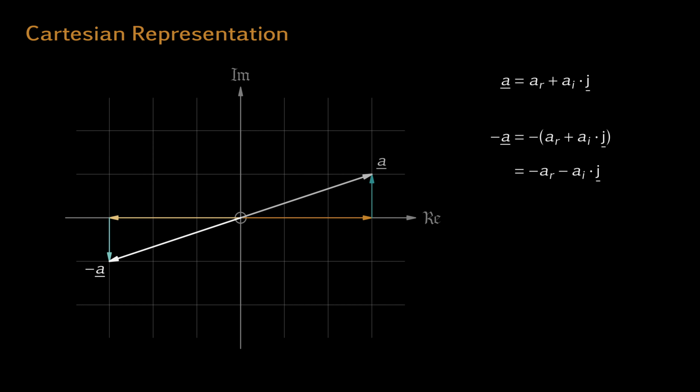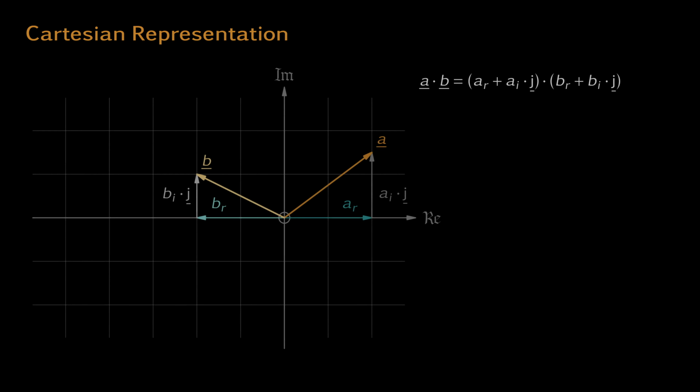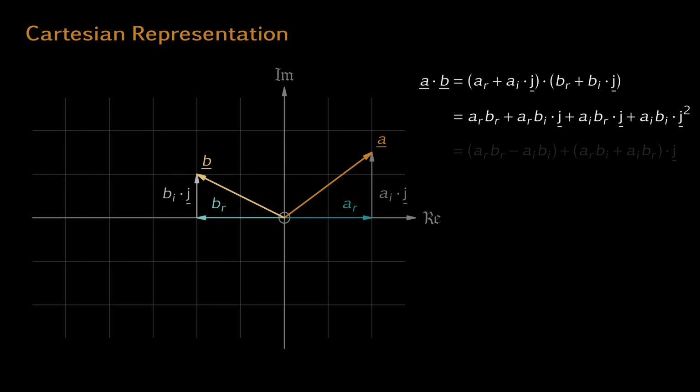Again, the same as simplifying terms in parentheses. What about multiplying A and B in Cartesian form? If we multiply out, we get ARBR plus ARBI times J plus AIBR times J plus AIBI times J squared. Remembering that J squared equals minus 1, we get the real part ARBR minus AIBI and the imaginary part ARBI plus AIBR.